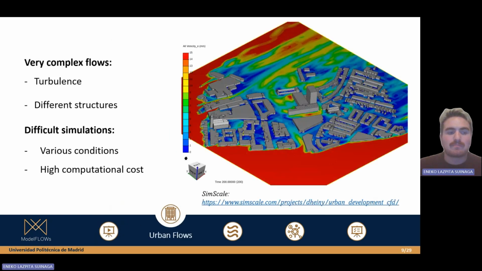So how can we help with these problems? First, we can try to simulate these kinds of urban areas, but these simulations are really difficult because they involve a very complex flow that has turbulence, different structures of buildings, and different conditions. It has a really high computational cost. So it's a really difficult thing to model and to simulate.